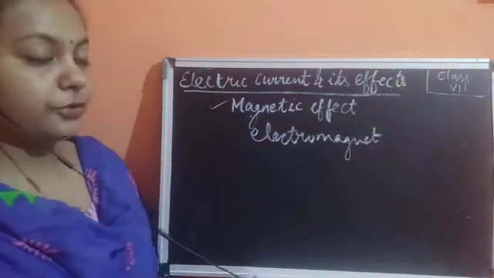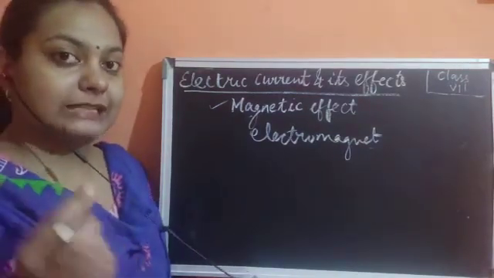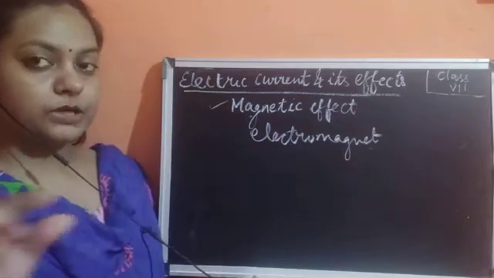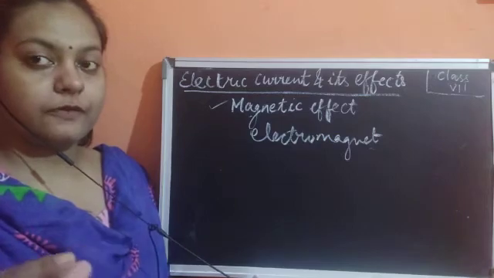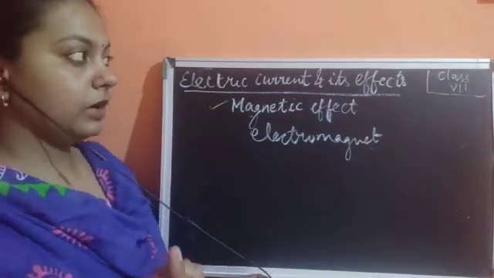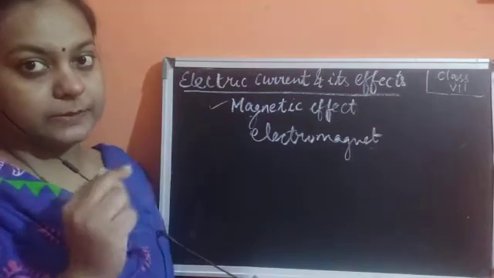So what is the role of this compass? It has a magnetic needle inside it. This needle points towards the north and south direction of the earth. Now, how is this magnetic compass useful in this magnetic effect?